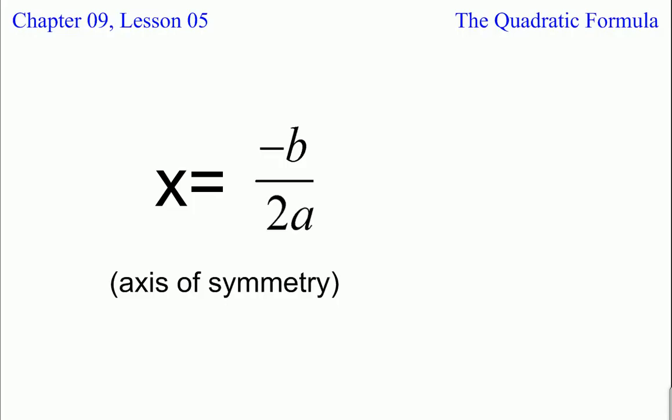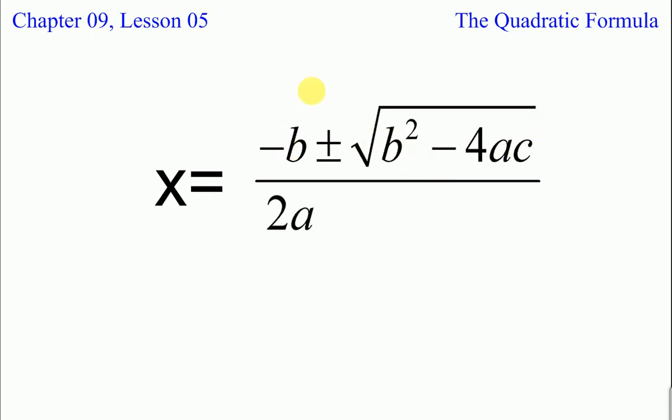Alright, so that is the axis of symmetry here. We have x equals negative b over 2a. You've already memorized that. It's your new favorite formula. Well, you're going to have a newer, even favoriter formula, and that goes like this. We're going to add something up here to the negative b. We're going to add a little square root, just like that.